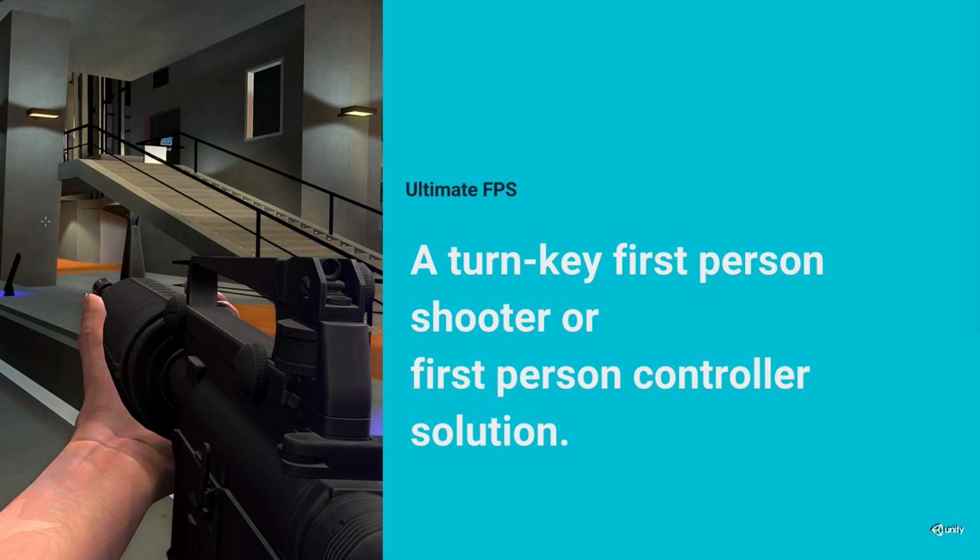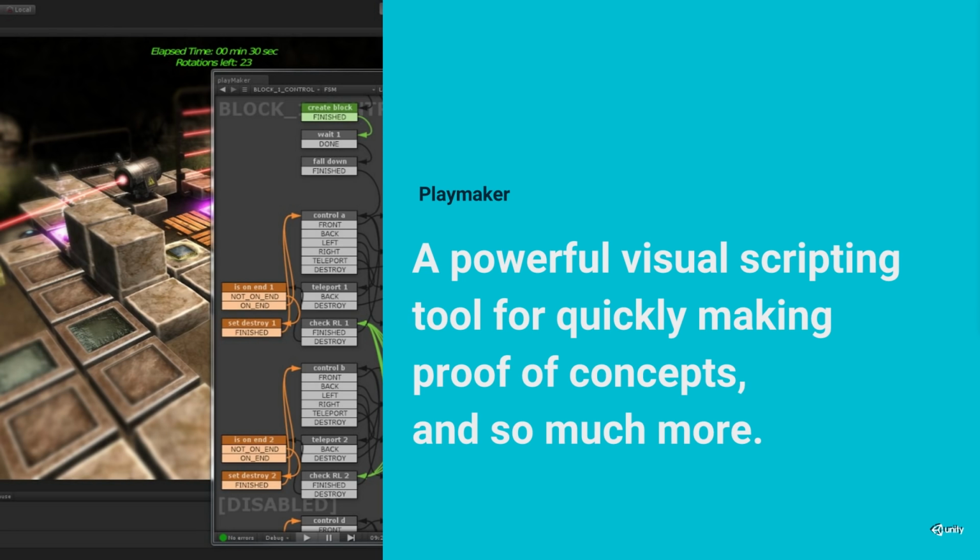So last session, we took a look at Ultimate FPS. We set up our shooting and our character controller. This session, we're going to be looking at PlayMaker.